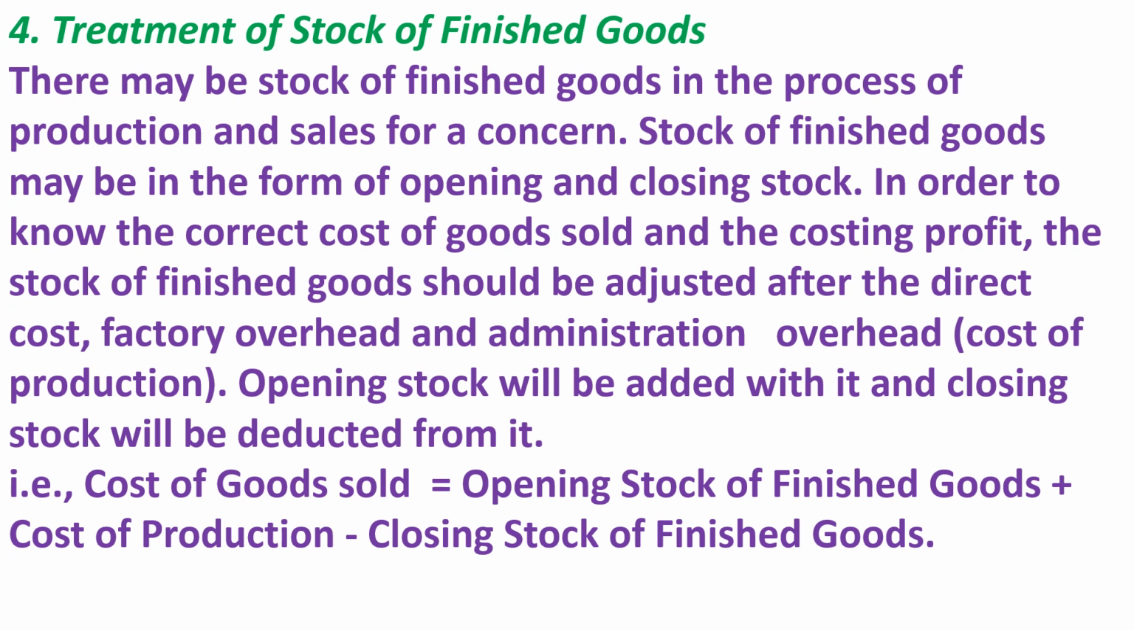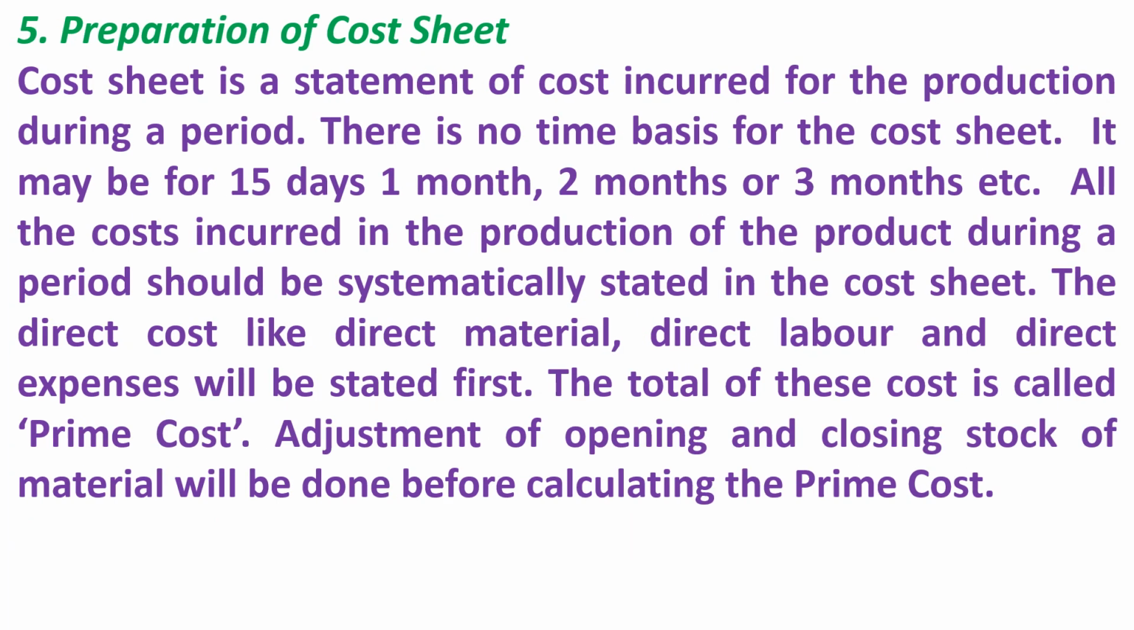4. Treatment of stock of finished goods. There may be stock of finished goods in the process of production and sales for a concern. Stock of finished goods may be in the form of opening and closing stock. In order to know the correct cost of goods sold and the costing profit, the stock of finished goods should be adjusted after the direct cost, factory overhead, and administration overhead cost of production. Opening stock will be added with it and closing stock will be deducted from it. That is, cost of goods sold equals opening stock of finished goods plus cost of production minus closing stock of finished goods.